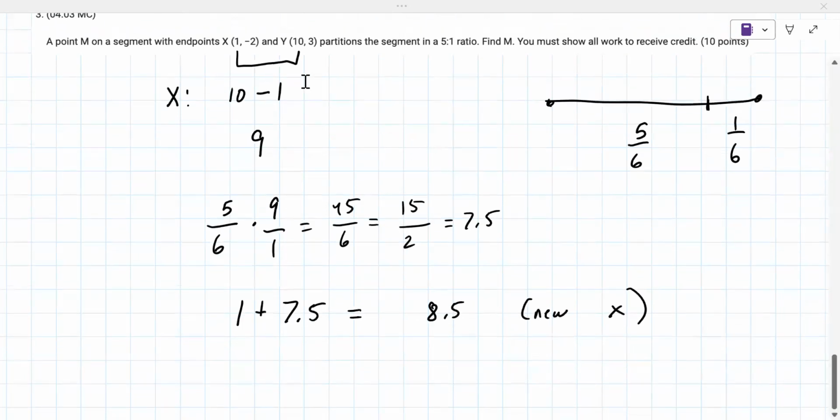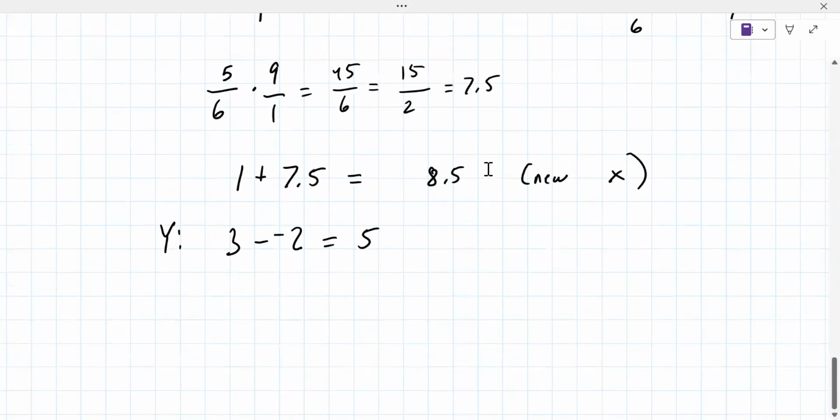Now we have to do the same thing for y. So 3 and -2. It's 3 minus -2, which is 5. And now we want 5/6 of 5, which is 25/6. Unfortunately, that one doesn't work out nicely, so we'll just leave it like that.